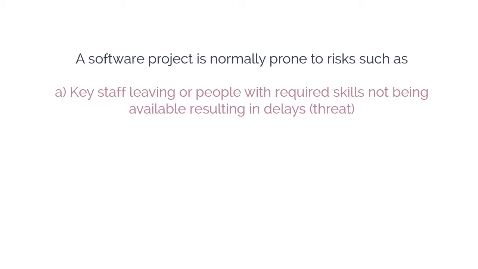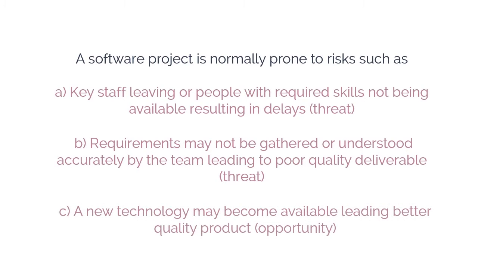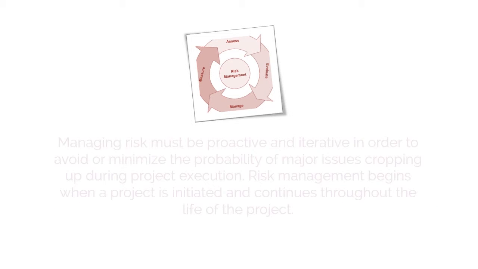For example, a software project is normally prone to risks such as key staff leaving or people with required skills not being available, resulting in delays. That's a threat. Requirements may not be gathered or understood accurately by the team, leading to a poor quality deliverable. That's a threat. A new technology may become available, leading to a better quality product.